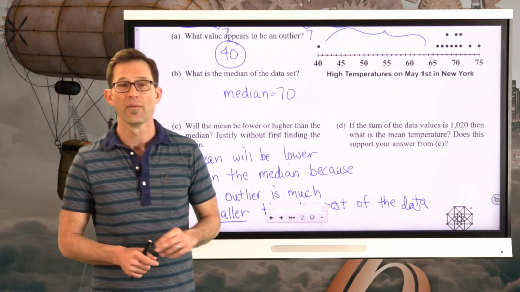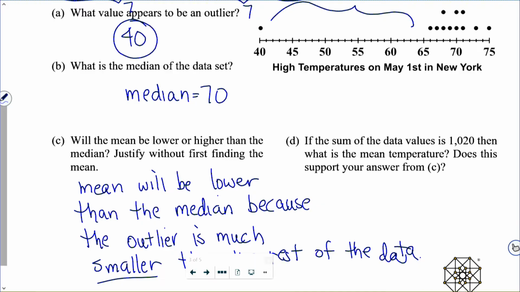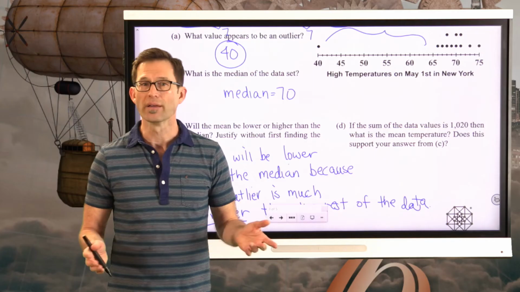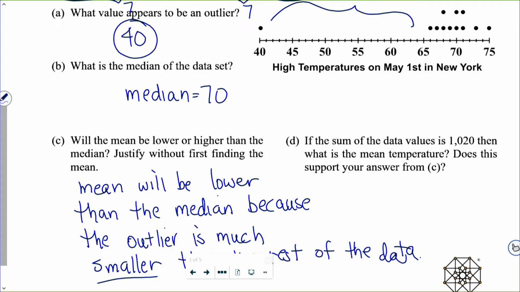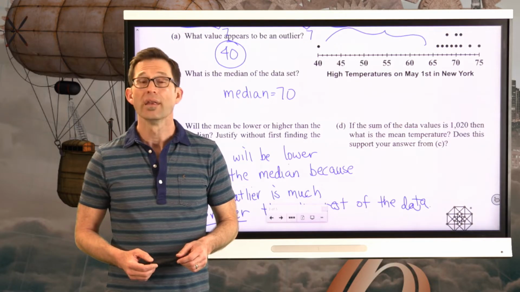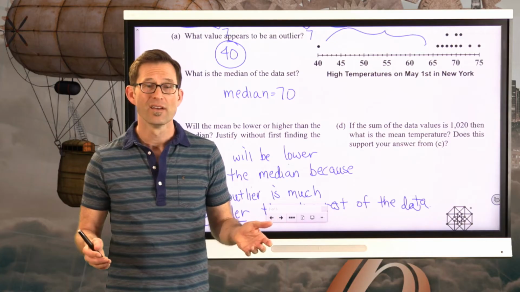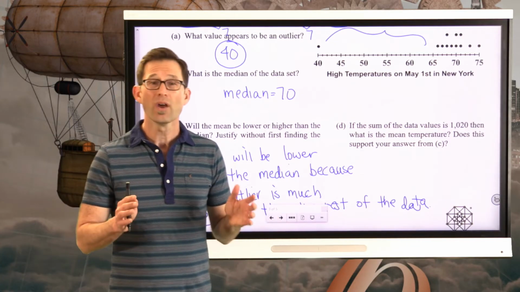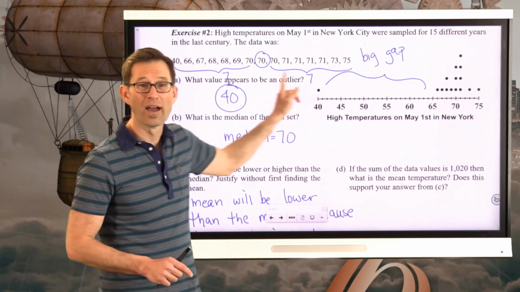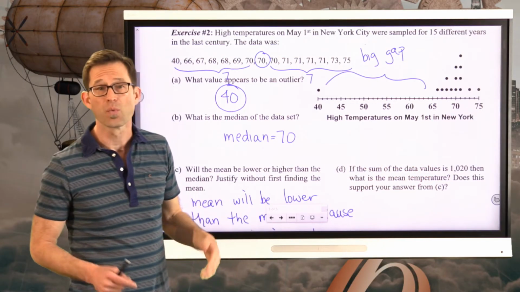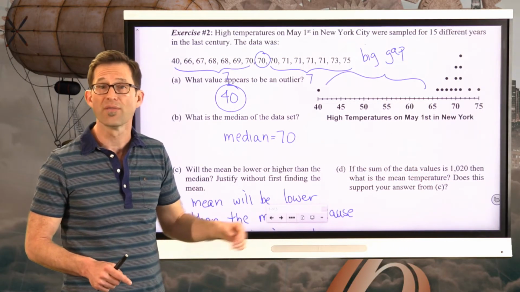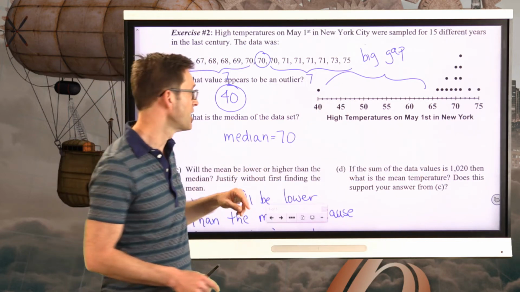Let's actually calculate the mean. Let's take a look at letter D. If the sum of the data values is 1020, and trust me it is, then what is the mean temperature? Does this support your answer from C? Go ahead and find the mean temperature. The hardest thing about finding means is actually summing up all the data, so I'm hoping you did not spend time adding all these up. That's why I gave you this number. Since I already know the sum is 1020, to find the mean, all I have to do is divide 1020 by 15.